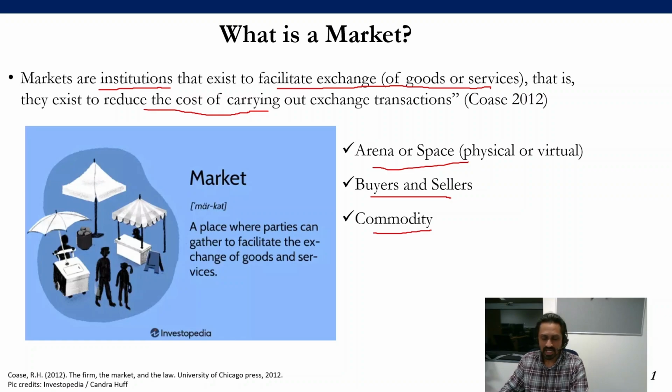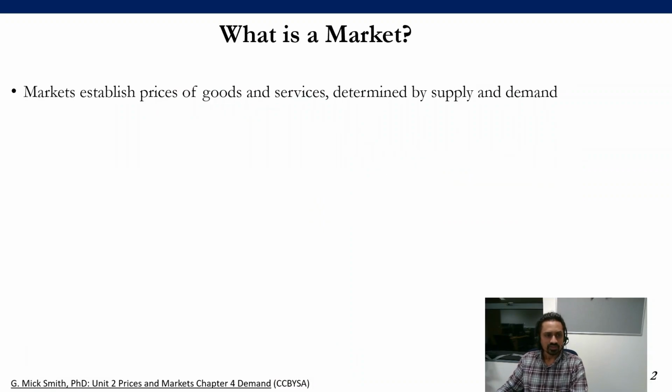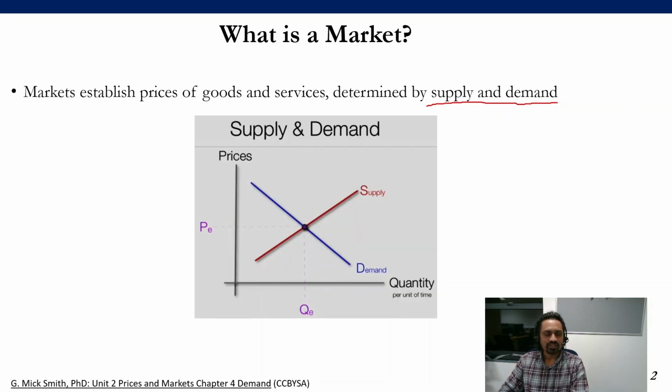How does the market do that? Markets establish prices of goods and services based on supply and demand. And this is a very typical curve of the law of supply and law of demand from the economics textbook. Let me just quickly explain what it is. On the x-axis, you have the quantity in terms of units, and on the y-axis, you have the prices, where it is low and high.